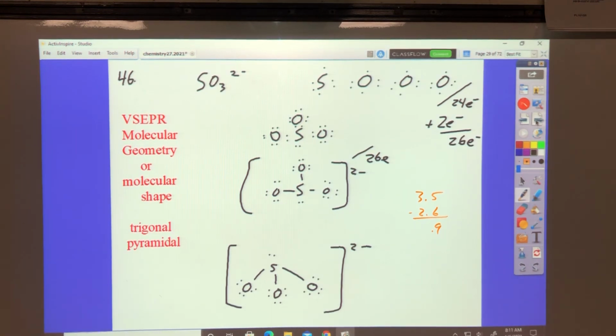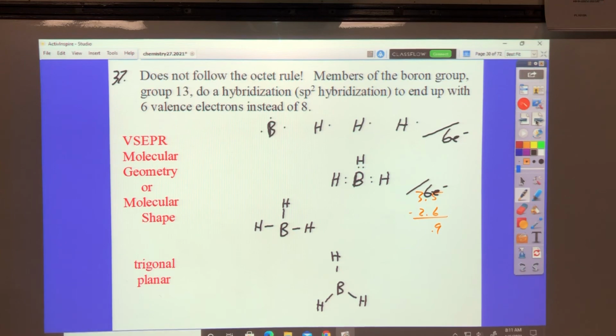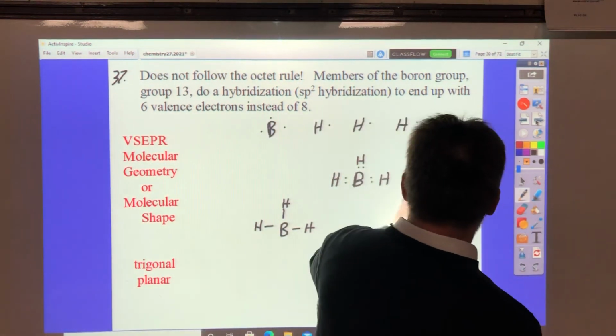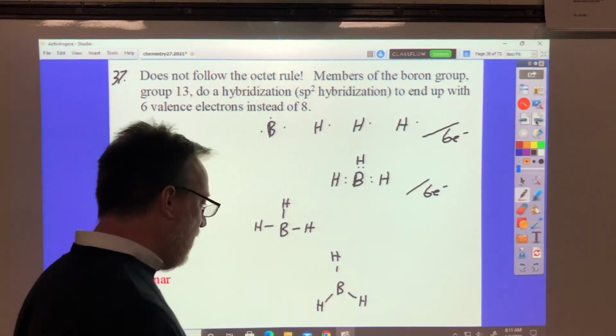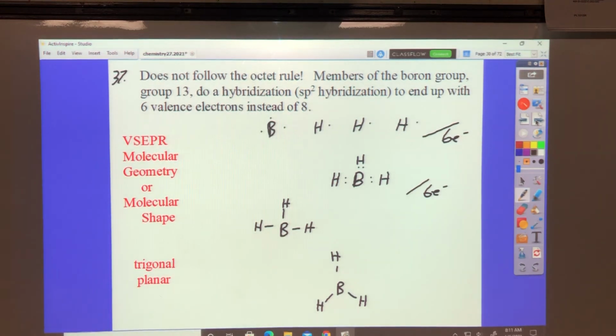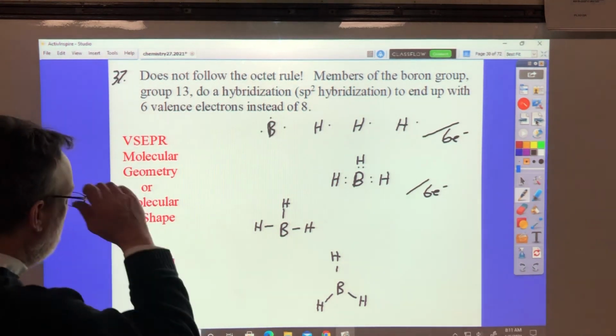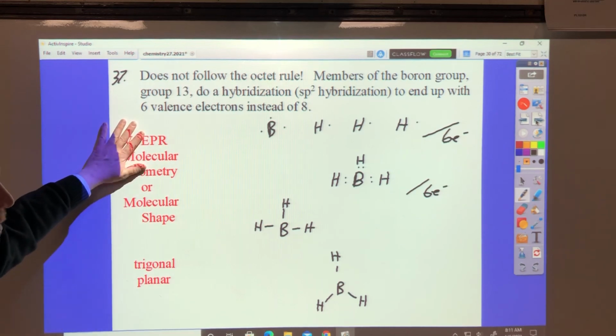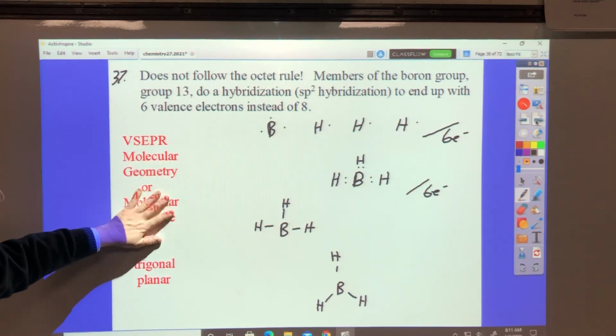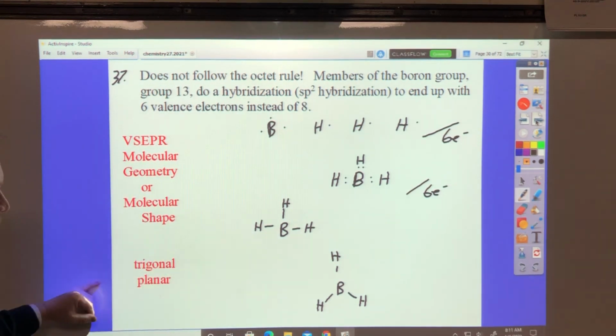Okay, next one. 37. I don't know what pages these are all on, but you got a book. You should have a hard copy of the book out, flipping back. 37 goes somewhere before the 50s. We want to know what the molecular shape of this one is. This one ends up being trigonal planar.